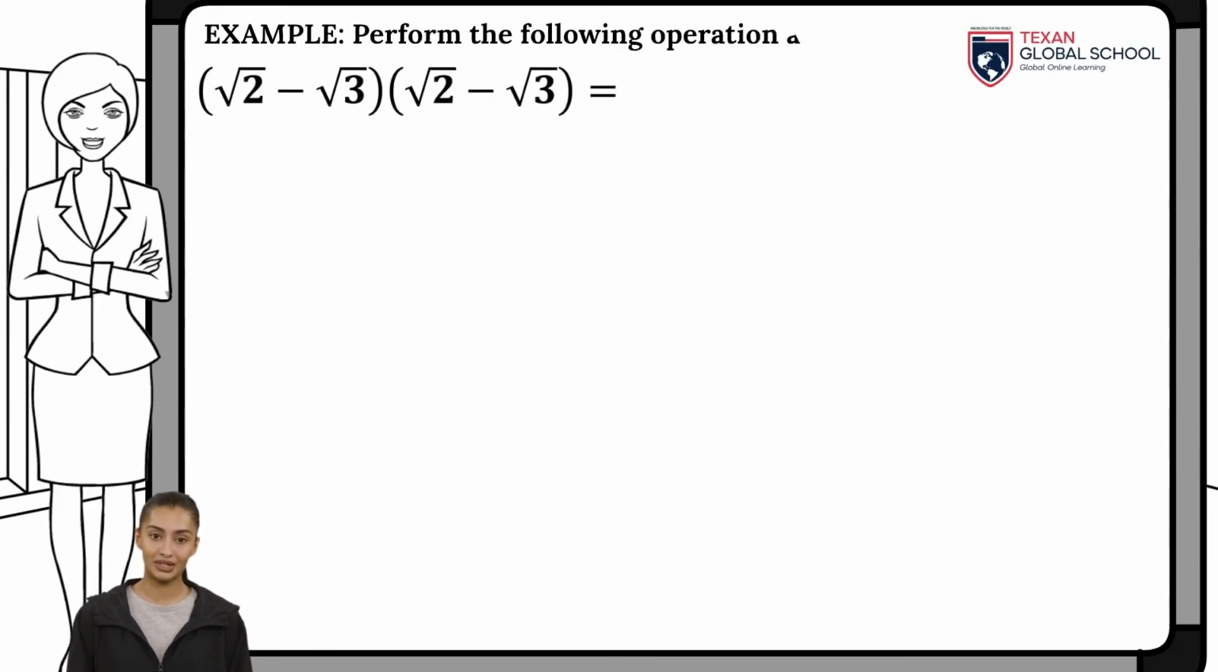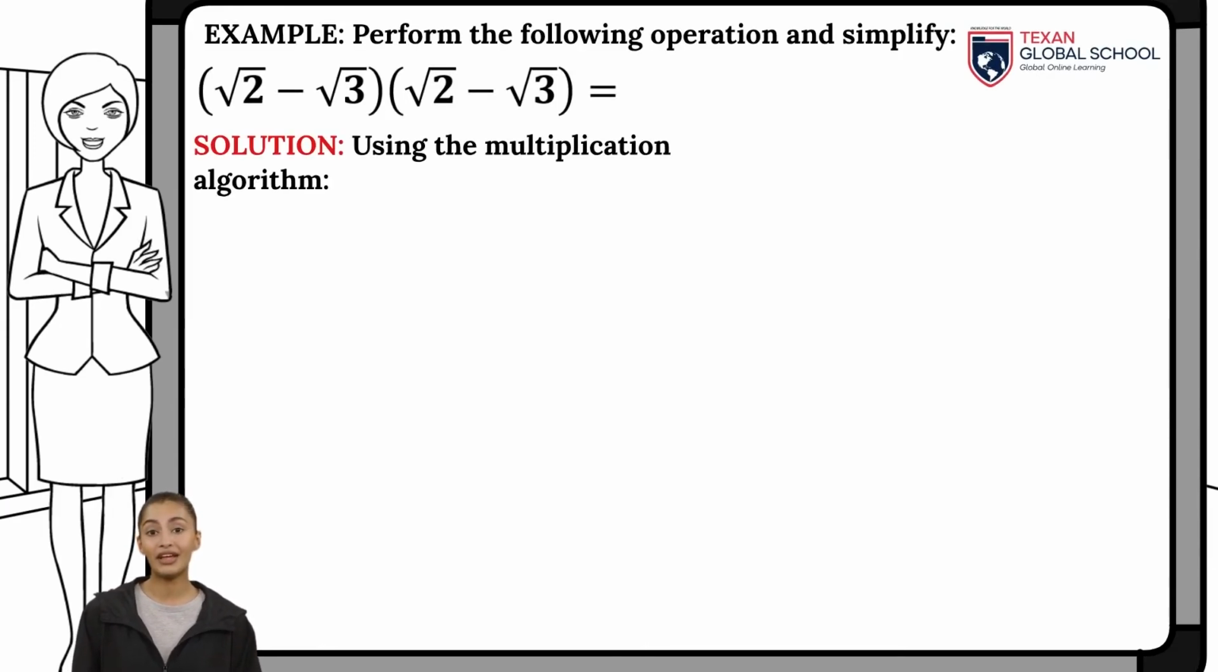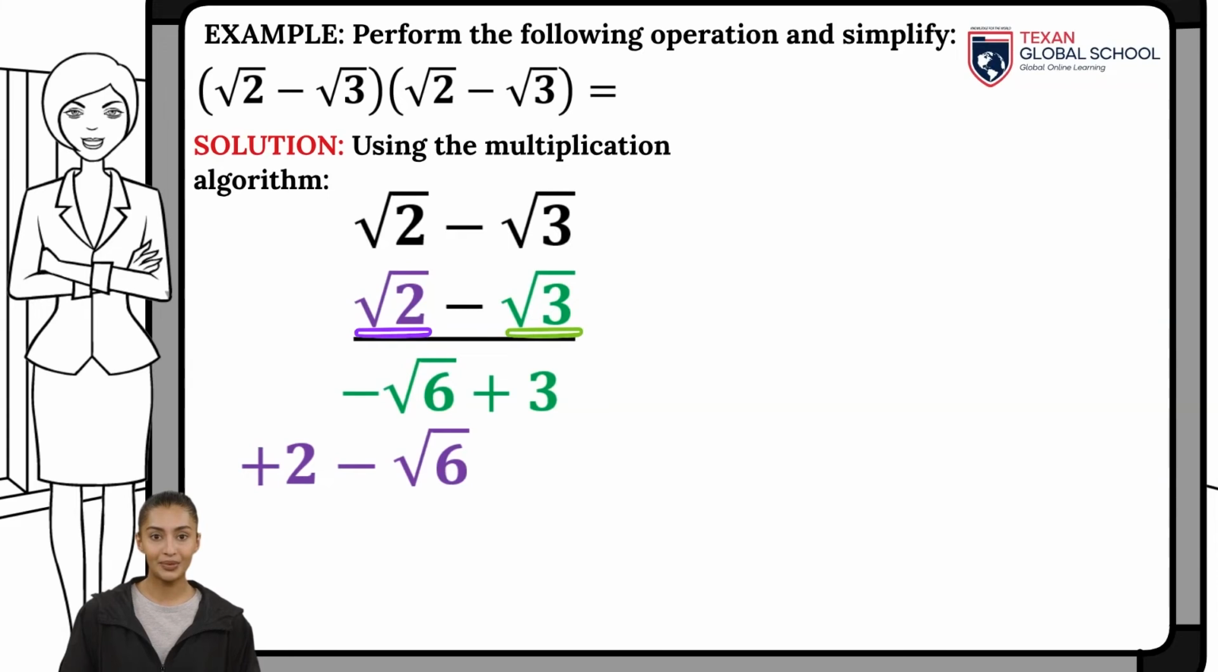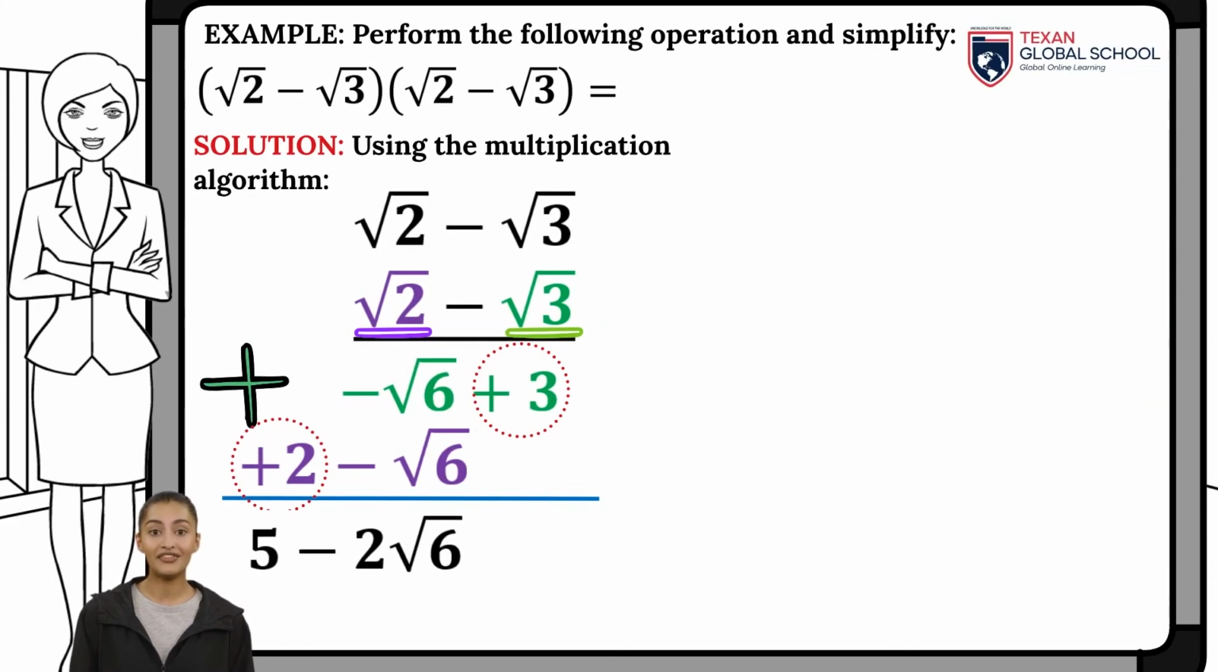When performing the multiplication in the following example, we write the multiplicand and multiplier first. Next, we multiply the last term of the multiplier by each term of the multiplicand. Now we multiply the next term of the multiplier by each term of the multiplicand. We add radicals and similar radical expressions, thus obtaining 5 minus 2 times the square root of 6.